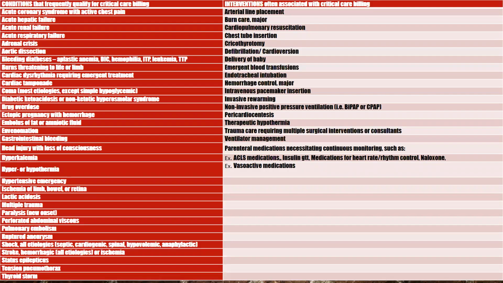This may be another one that's kind of difficult to see. This is just a list of common things that typically would indicate critical care. And these are just a list of different interventions. Or if you're doing these things on your patients, you might be wanting to think critical care.